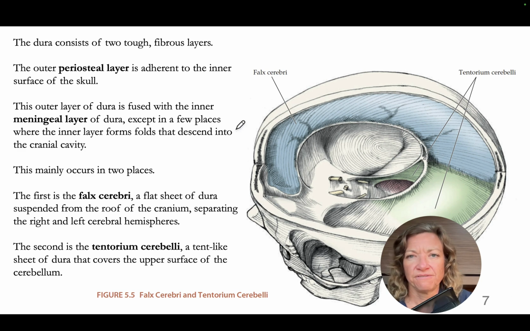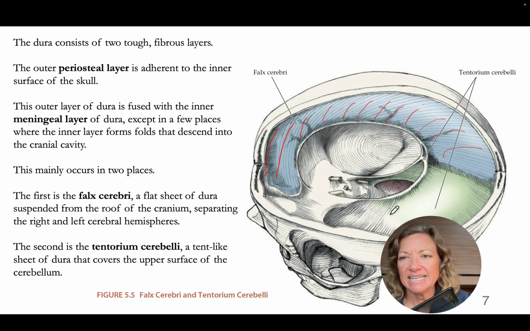So the first is the falx cerebri, it's shown here in blue, and it's in the mid-sagittal plane, and it separates the left and right hemispheres. The second is the tentorium cerebelli, shown here in green. This is that tent-like, aptly named, sheet of dura that covers the upper surface of the cerebellum, tentorium as in roof, and it lies nearly in the transverse plane.